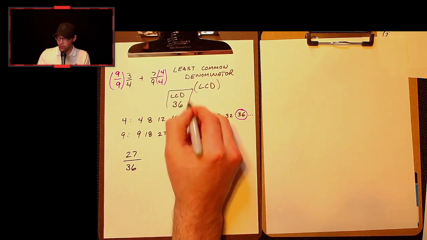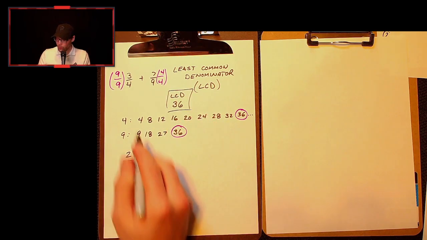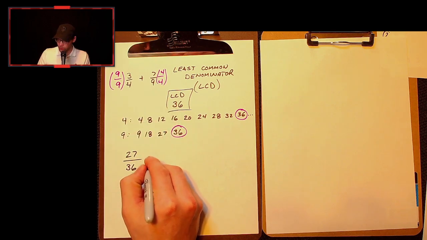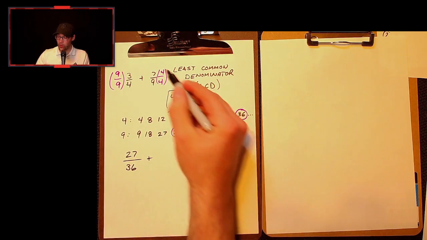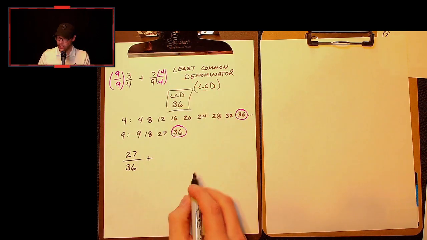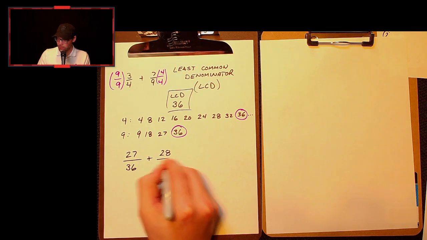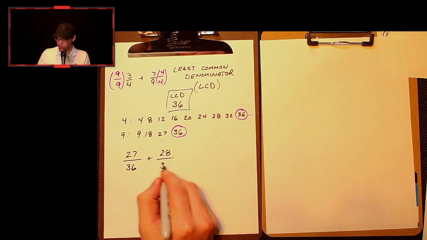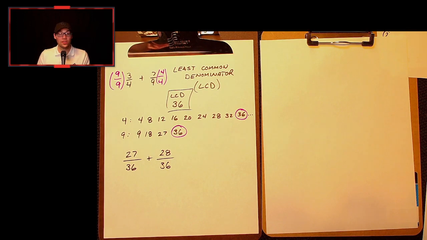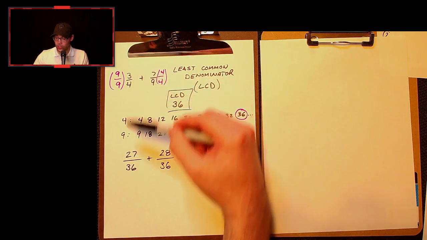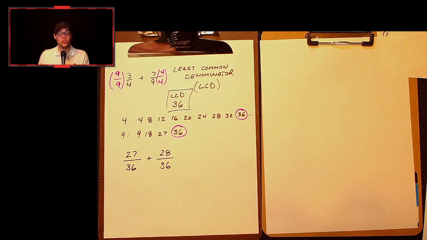That is what our LCD was. We still have addition in the middle, so we need to keep that. And then we multiply these two fractions. 7 times 4 is going to be 28. 9 times 4 is 36. So what we've done here is simply rewrote each of our original fractions into what are called equivalent fractions. That just means they are the same fraction, they represent the same thing, but they were rewritten slightly different.